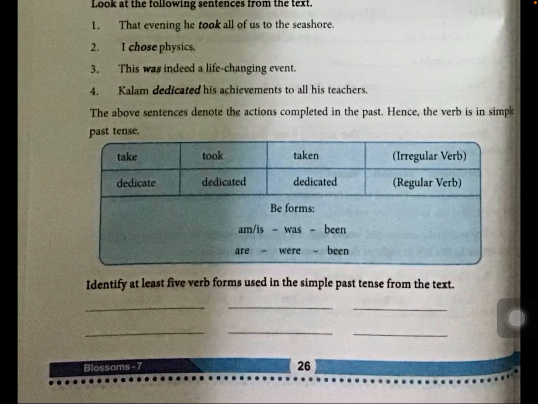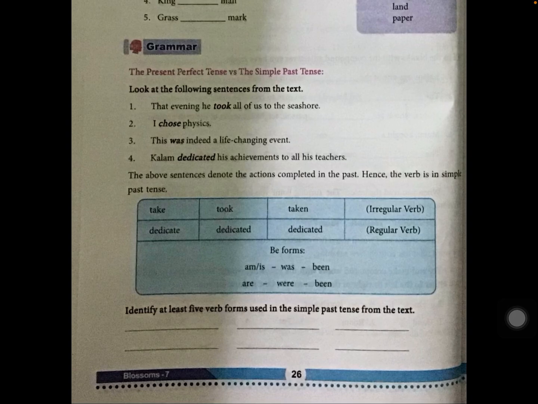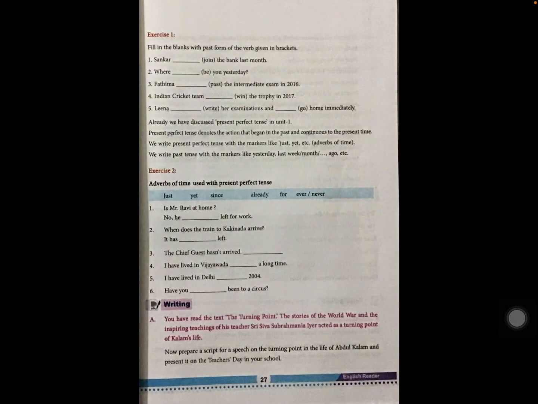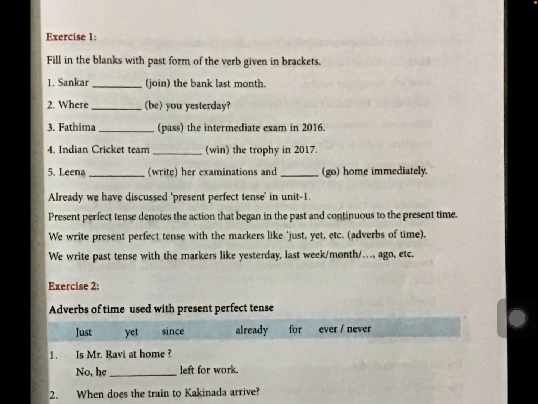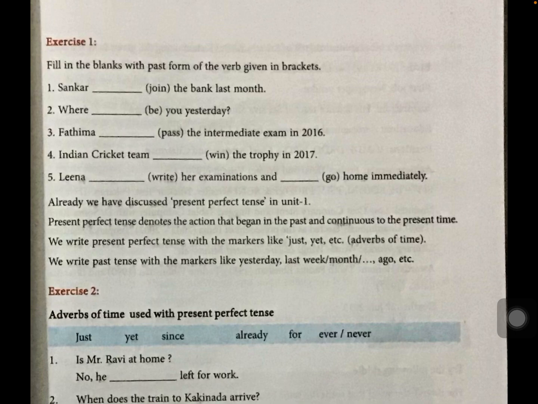Identify at least 5 verb forms used in the simple past tense from the text. You have to identify the simple past tense forms. What did they use in your textbook, children? Very easy to complete, very simple exercises, because we have learnt about simple past tense from your primary class onwards. And what are we learning in a different way? Now you are learning the difference between regular verb, irregular verb, and how you can recognize the difference. All of those you are learning here.